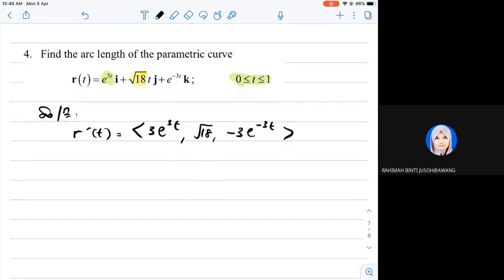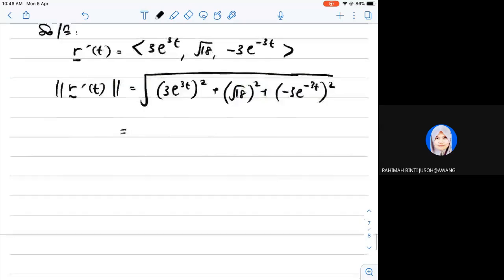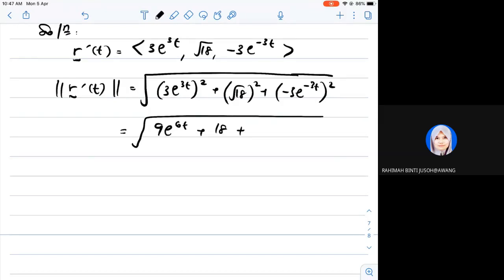Thank you so much. So next we need to find the magnitude of R prime T. It is the same as the square root. This is a bit complicated. 3 exponent 3T squared plus square root 18 squared plus negative 3 exponent negative 3T squared. When you square everything, 3 squared is 9, exponent 6T, 3 times 2. So we get 60 plus 18. Plus, because negative 3 to the power 2 becomes plus. So plus 9, exponent negative 6T also.